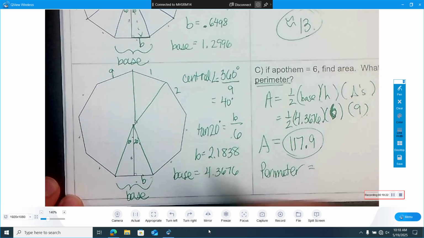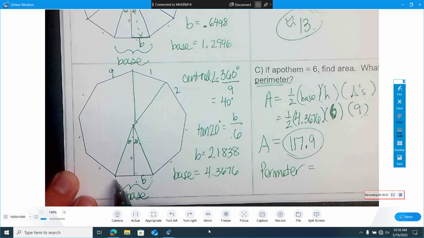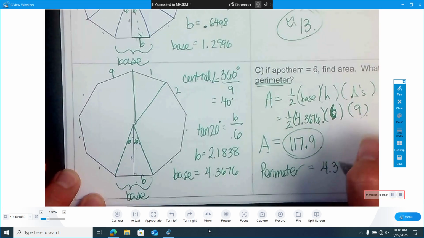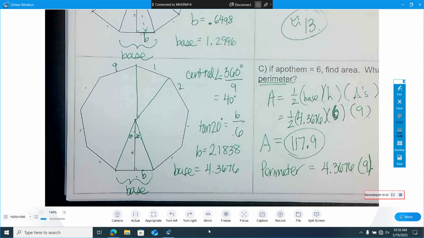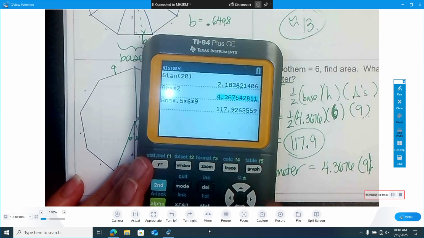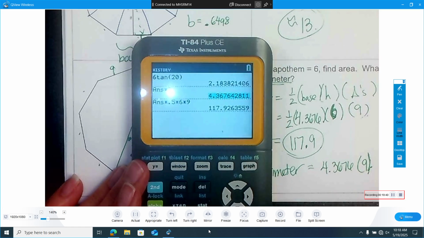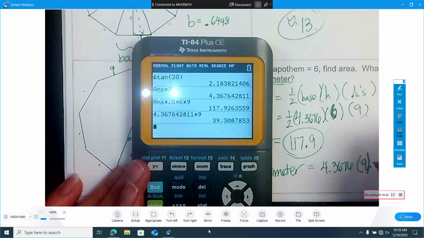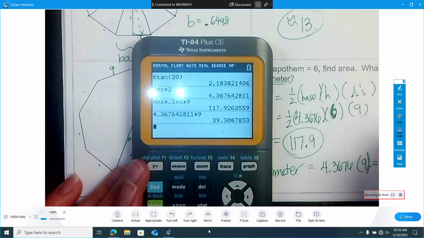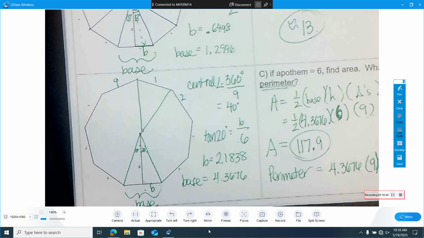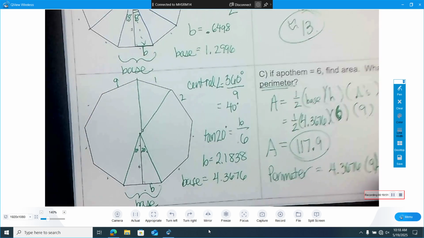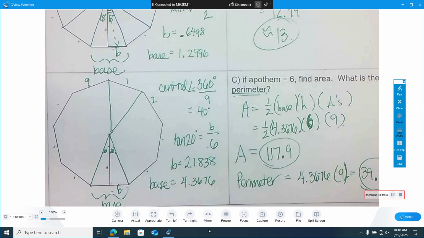Okay, now my question, how do you find the perimeter? Yeah, the perimeter. We know that the base is 4.3676. And how many of those bases do we have? 9 of them, yeah. So 4.3676 times 9, because they are all the same. And so I'm just going to go right back there and highlight my answer and then just times it by 9. And so we get 39.3 for the perimeter. So as we're doing area, very easy to figure out perimeter.